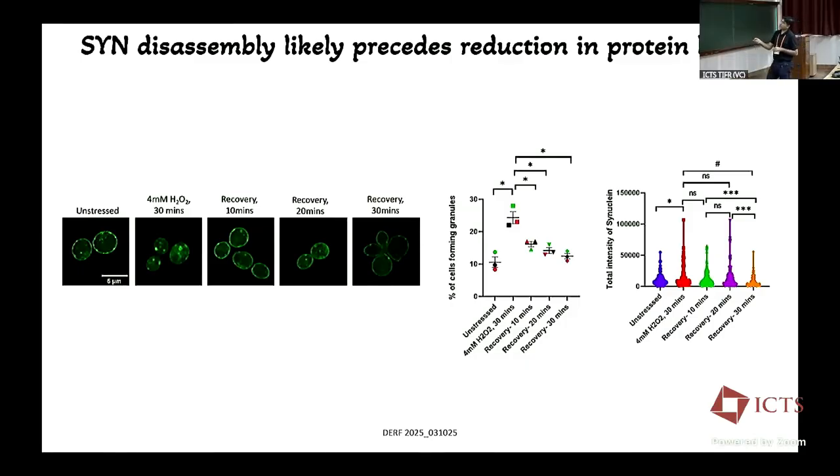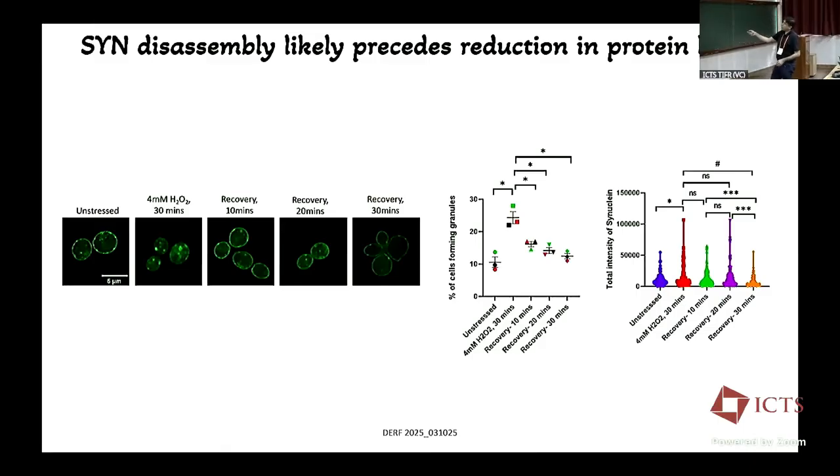When you look at this for the context of the granules, right? So percentage of cells forming granules, there are a maximum number of cells with granules upon stress, which slowly go down upon recovery. So by 10 minutes, there is already a decrease in the cells with granules, right? So which means granules have started disassembling.